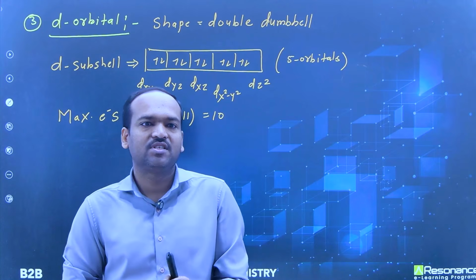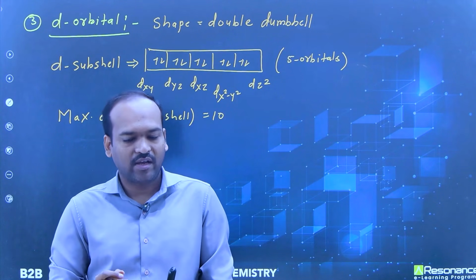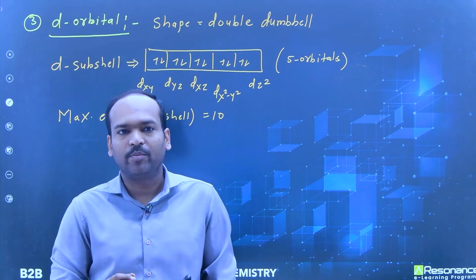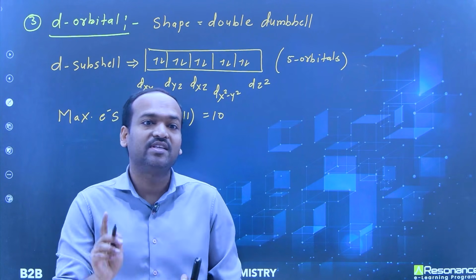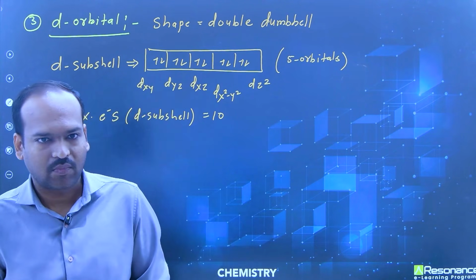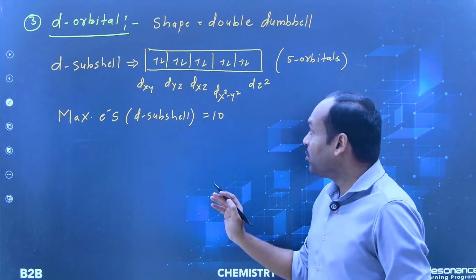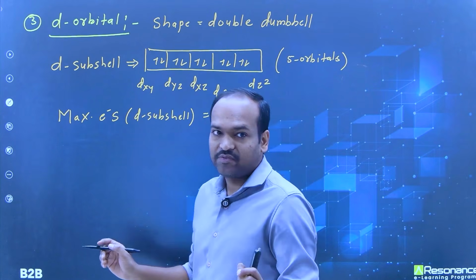The S orbital is spherical in shape. Only one orbital is present in the S subshell. It can accommodate a maximum of only two electrons, because, as we discussed yesterday, one orbital can have only two electrons. Now I am going to discuss a bit of its shape, so just wait a bit.